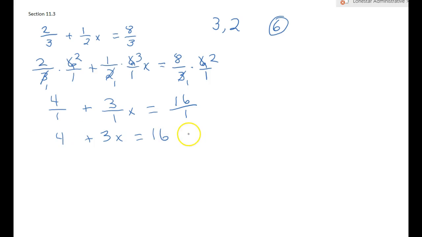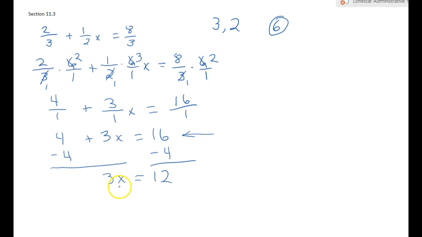So now we have an equation that has no fractions in it. All we have to do now is solve for x, and to do that, we want to get the x term by itself. So that means we want to get rid of this 4. We're going to subtract it to get rid of it. But if we subtract a 4 from one side of the equation, we have to do that to the other side also.